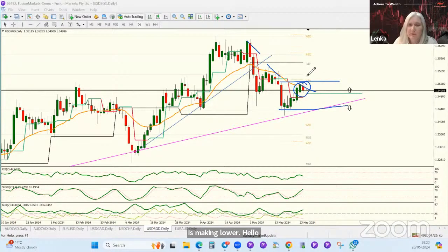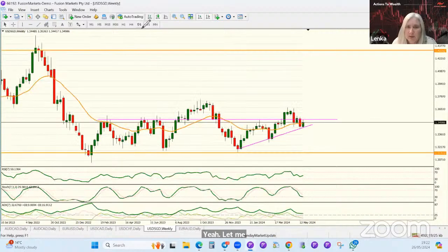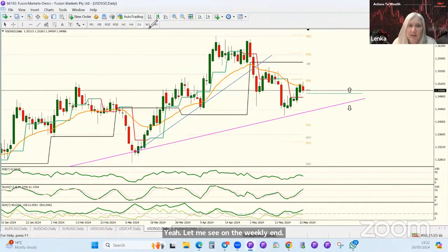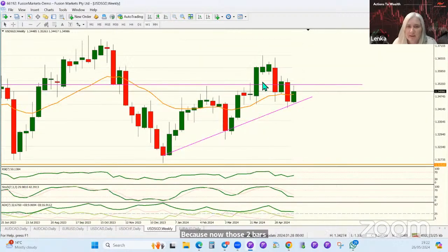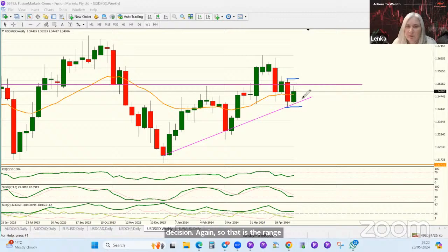We're just waiting for that reversal there, if there is going to be one. Let me see on the weekly again. So on the weekly, now that those two bars are closed, that is indecision again. So that is the range, indecision. So here we're waiting for a break or a close outside that area first to see which way it's going to be going.